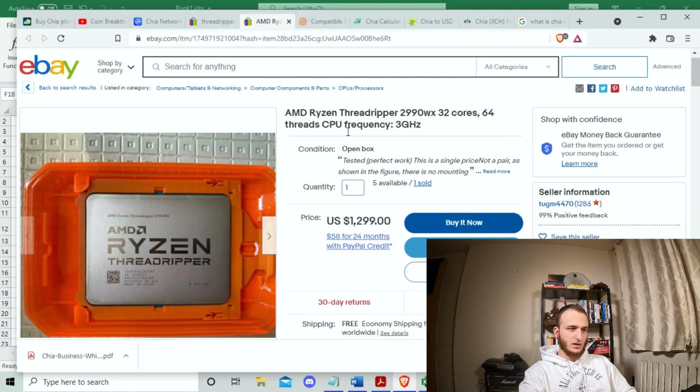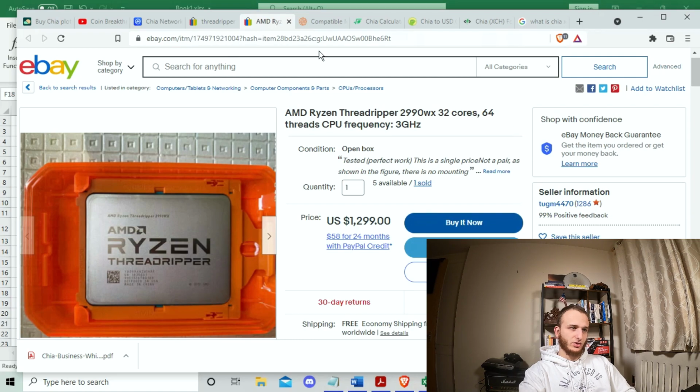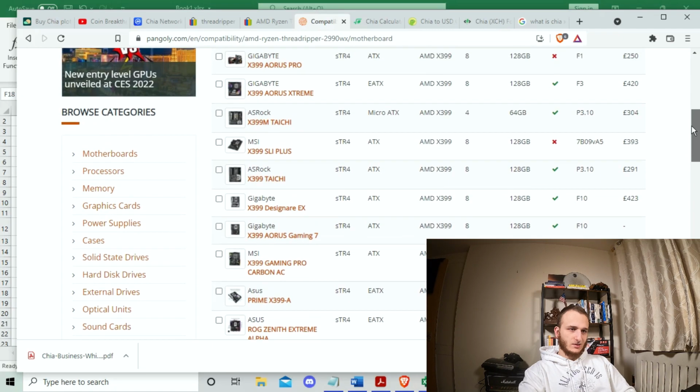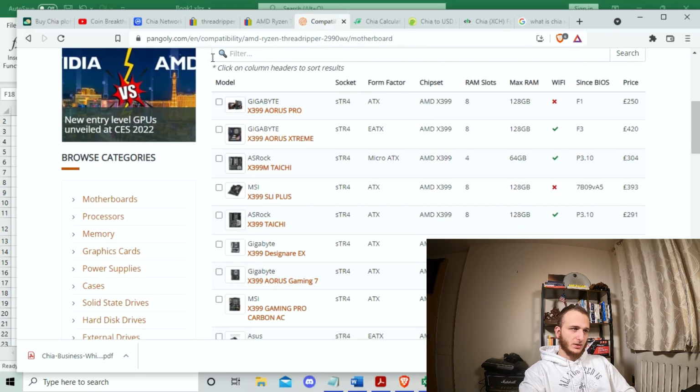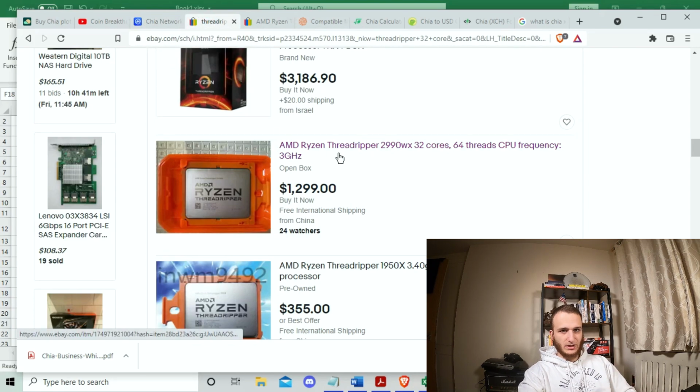Here's on eBay, like how I got my calculation. All right, so 1,300. It's a very expensive CPU. Like the top CPUs with all those cores and threads, you're gonna be paying well over $1,000. Then you want a compatible motherboard for that, and then you're looking at another $400, something like that. And then, right, you need RAM. So that whole combo just really keeps me away from Chia.